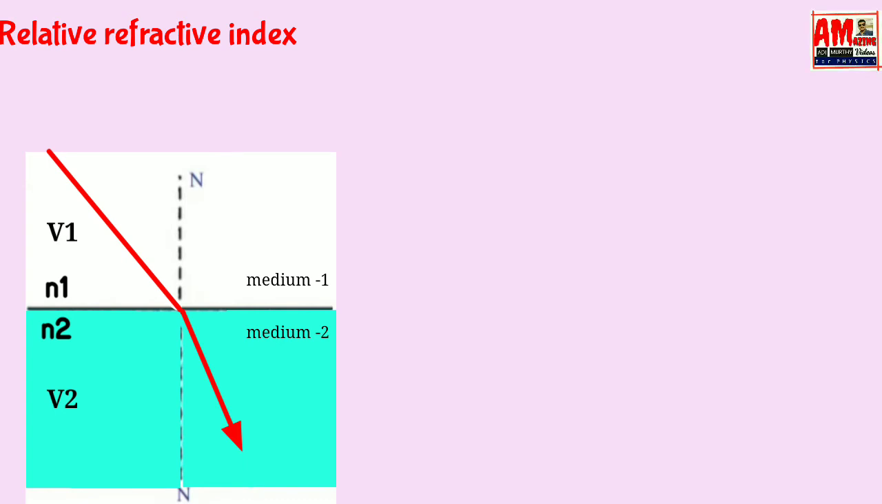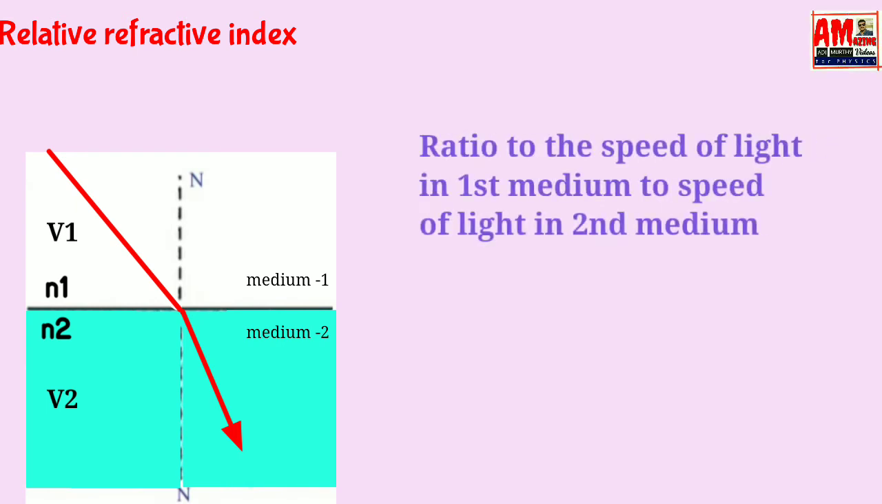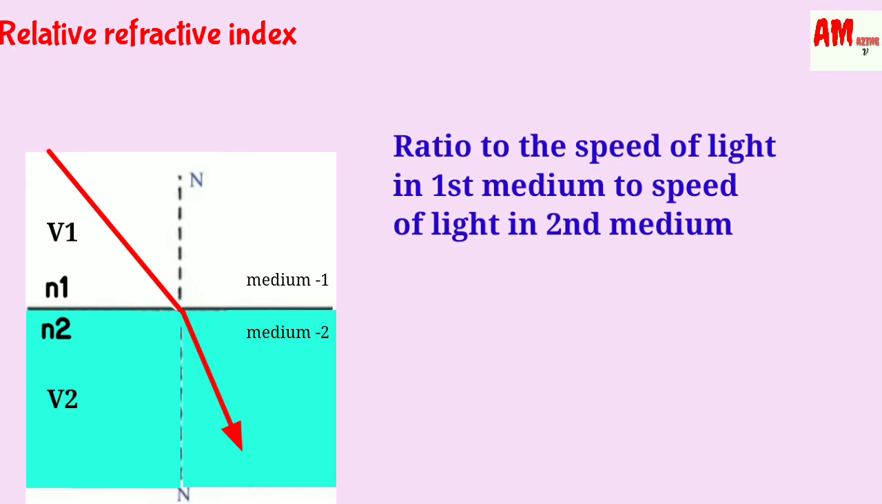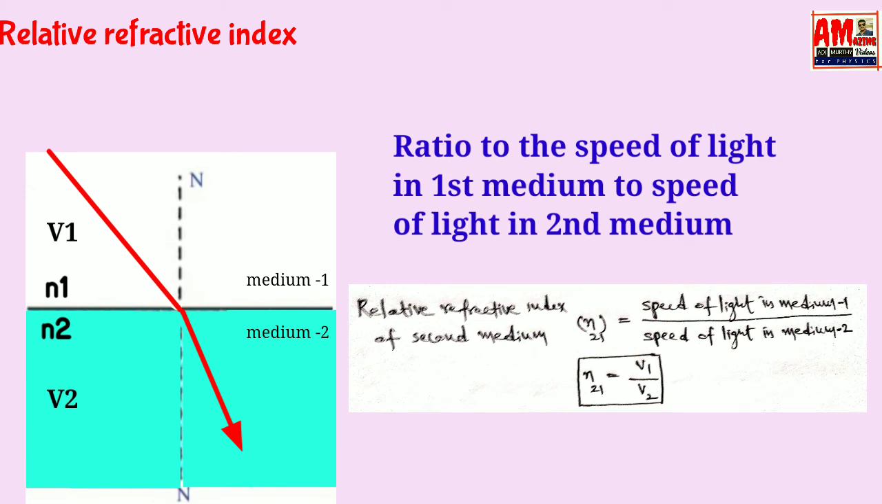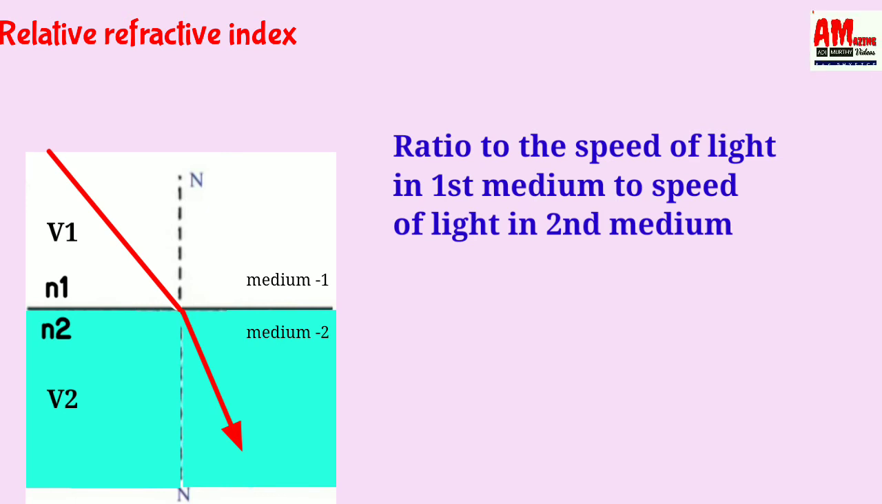White color indicates medium 1, blue color indicates medium 2. Speed of light in medium 1 is V1, speed of light in medium 2 is V2. Then relative refractive index can be defined as the ratio of the speed of light in the first medium to the speed of light in the second medium. Refractive index of the second medium with respect to the first medium is equal to the speed of light in medium 1, that is V1, by the speed of light in medium 2, that is V2. N21 is equal to V1 by V2.